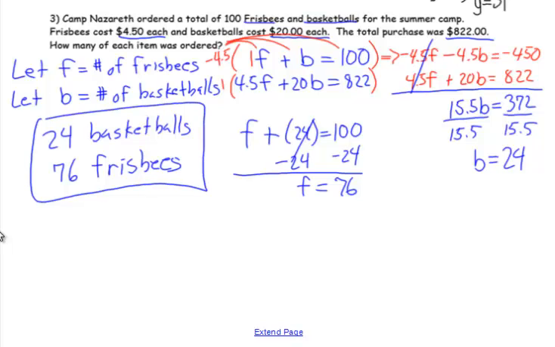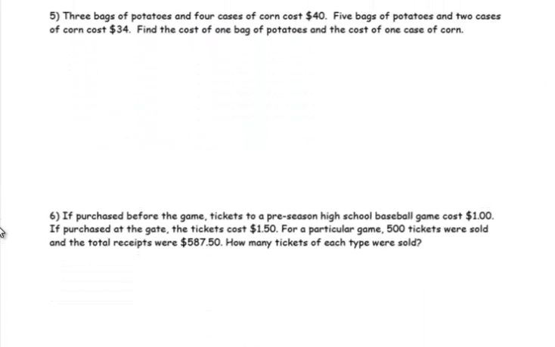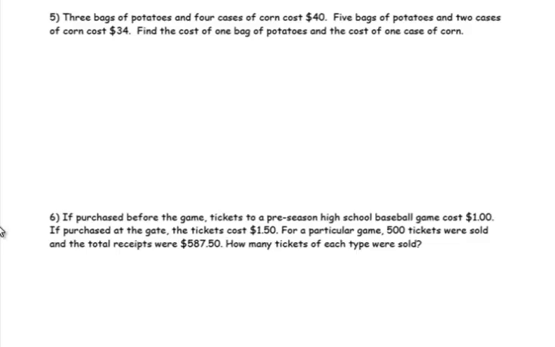Okay? So we're going to do one more money one, and then I'm going to let you do a couple more. Let's do number 5. 3 bags of potatoes and 4 cases of corn costs $40. 5 bags of potatoes and 2 cases of corn costs $34. Find the cost of 1 bag of potatoes and the cost of 1 case of corn.